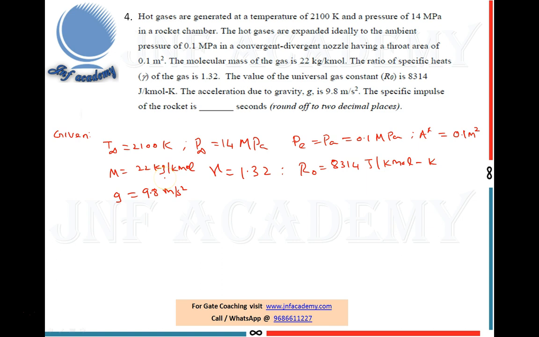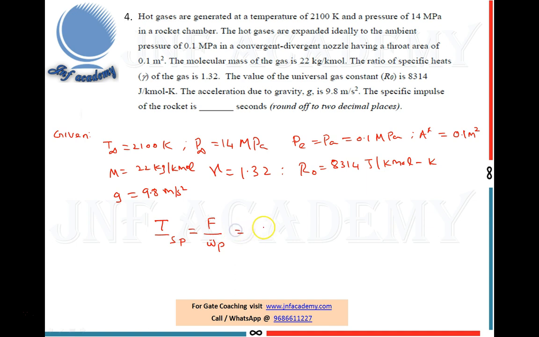So they asked what is the specific impulse of the rocket. It is very clearly asked. So now let's start with the formula for specific impulse. What is this formula for specific impulse? ISP is equal to, as studied, F, which is the thrust, divided by the weight flow rate of the propellant. So W dot P, which is nothing but the weight flow rate of the propellant.